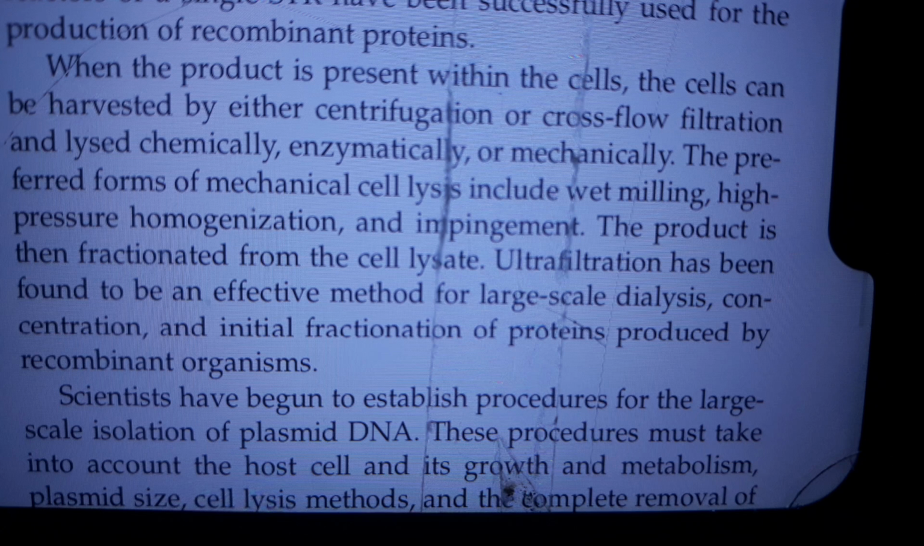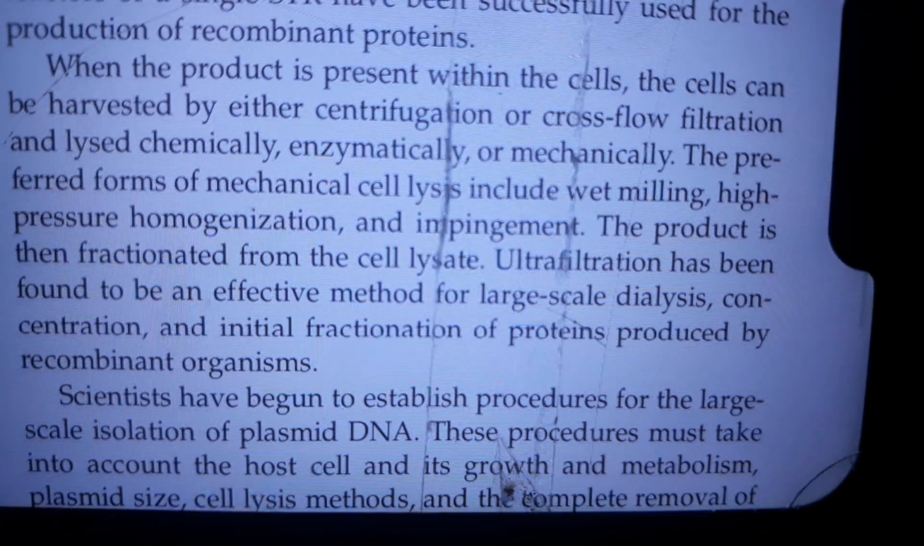When the product is present within the cells, it can be harvested by either centrifugation or cross-flow filtration and lysed chemically, enzymatically, or mechanically. The preferred forms of mechanical cell lysis include wet milling, high-pressure homogenization, and impingement. The product is then fractionated from the cell lysate. Ultrafiltration has been found to be an effective method for large-scale dialysis, concentration, and initial fractionation of proteins produced by recombinant organisms.